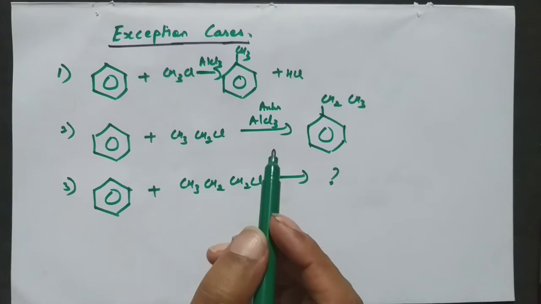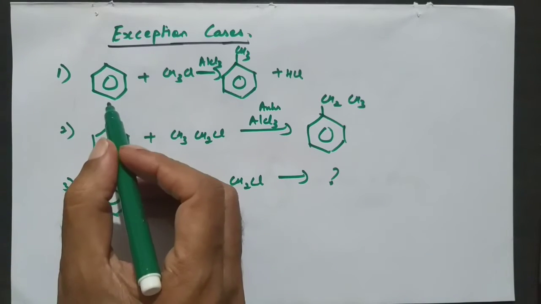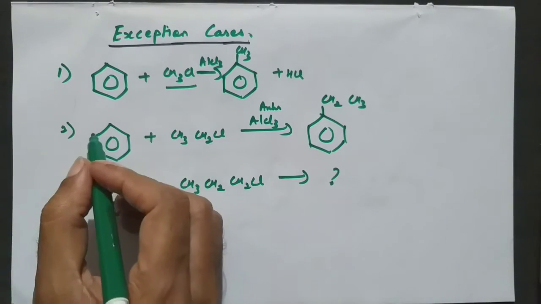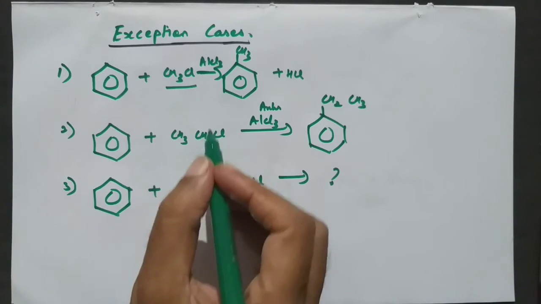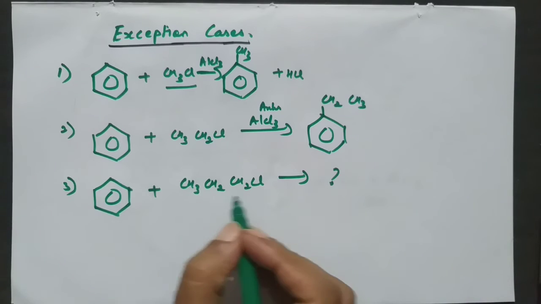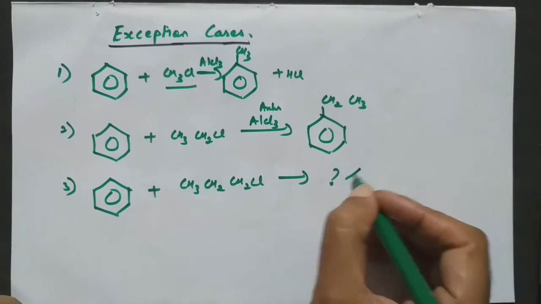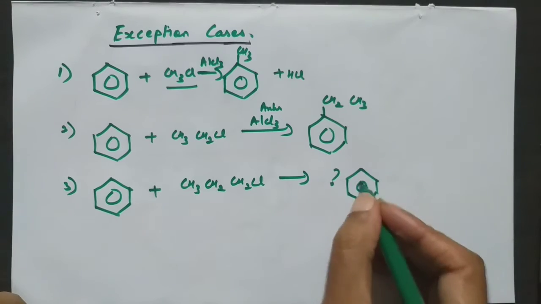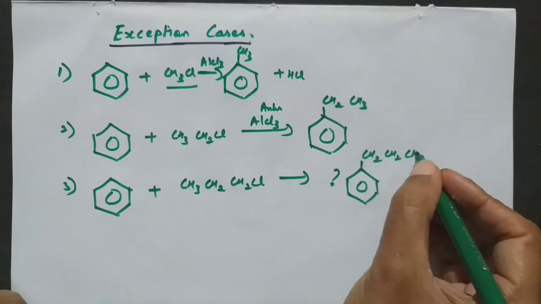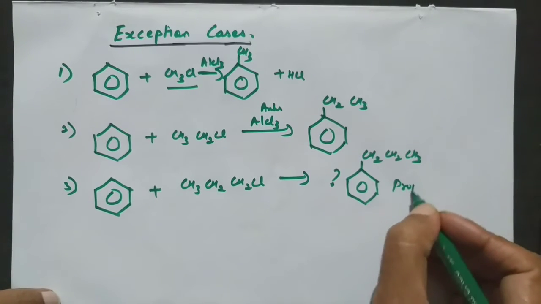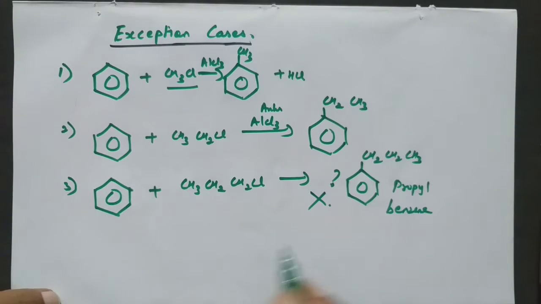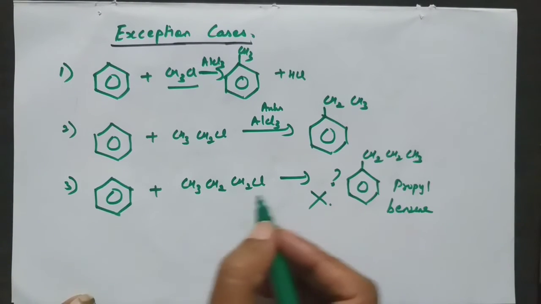We have a few exception cases here. Normally, benzene treated with methyl chloride forms methyl benzene, and the same benzene treated with ethyl chloride, in the same Friedel-Crafts reaction, gives ethyl benzene. But the moment it goes to propyl, we expect the Cl to move away and end up with CH2, CH2, CH3, which would be propyl benzene. But this is not going to happen, so there will be a small modification here.